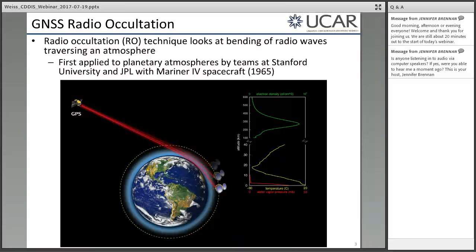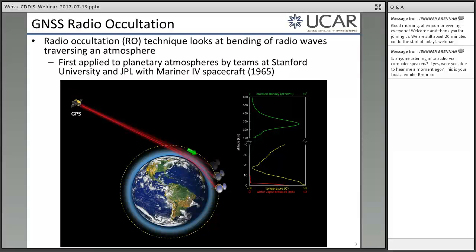And the technique is basically, let me get my pointer going here, looking at the bending of the radio waves transmitted from a GPS or GNSS satellite as they go through the atmosphere, and then receiving them on board a satellite, a LEO satellite, in low Earth orbit. And so this is an illustration of that.